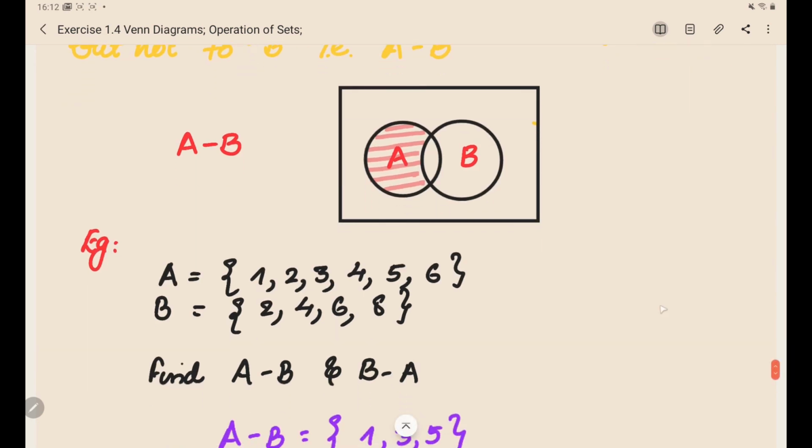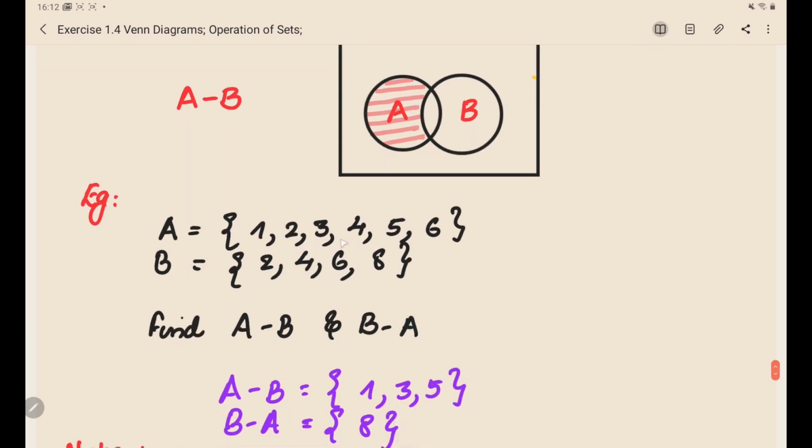Let's do it with an example again. Let's take the example A equal to 1, 2, 3, 4, 5, 6, right? B is equal to 2, 4, 6, 8. Find A minus B. A minus B means the set of all elements of A which do not belong to the other set. So A only. You can see 1 is okay. 2 belongs to B also, so it is not an element of A minus B. Then 3 is okay, 3 is not there in B. Again 4, 4 is there in B, so we can't include it. That is why 3. Again 5, 5 is not there in B. So 1, 3, 5 are the elements of A minus B.